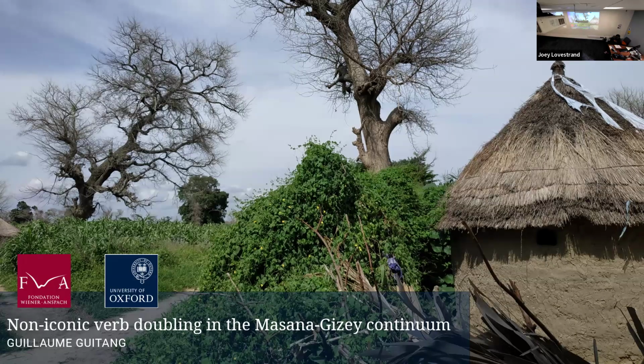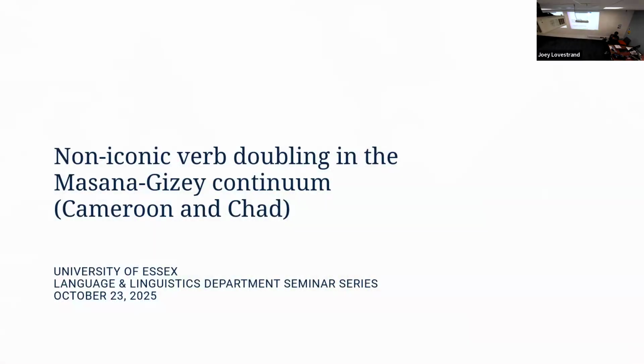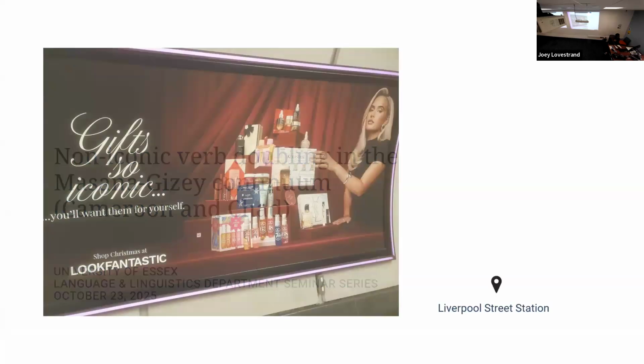The interesting thing Joey is referring to is verb doubling in these languages. This is actually something you see in the Chadic family in general, with quite some interesting features, like family internal and even areal patterns. But today I would like to focus on just a small kind of verb doubling construction, in two languages, Masana and Gizey.